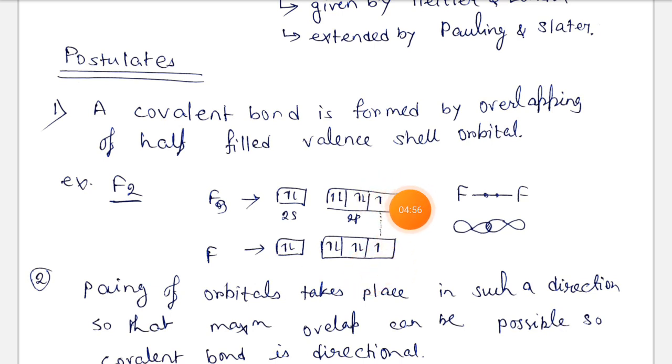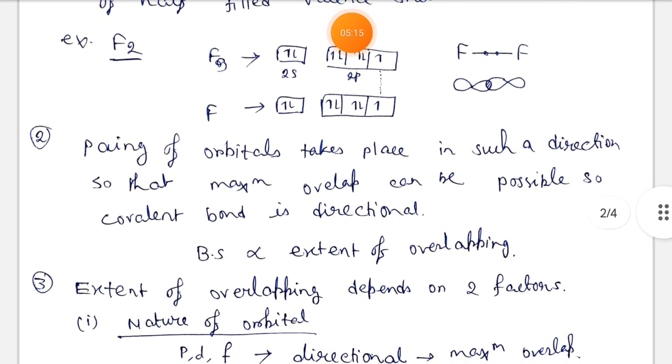Here one unpaired electron is there, and here one unpaired electron is there. These two unpaired electrons can form an overlap. Basically, in the orbital structure, 2p and 2p overlapping is formed. Next, pairing of orbitals takes place in such a direction that maximum overlap is possible, so the covalent bond is directional. It is a very important postulate. The covalent compounds are very stable because of the extent of overlapping. Bond strength is proportional to the extent of overlapping.